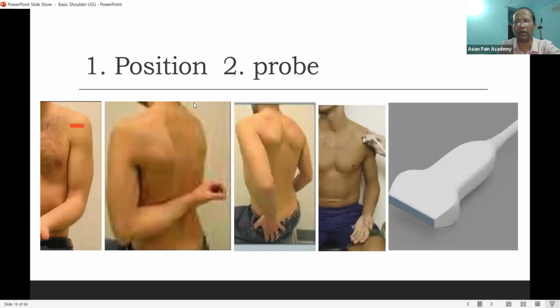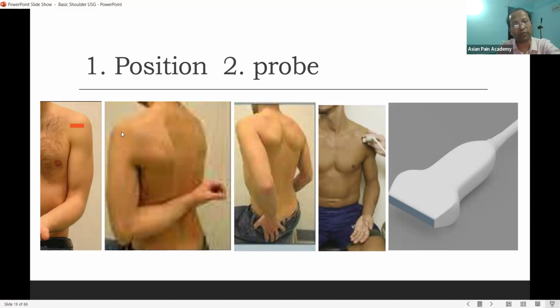Now, demonstration on volunteers. We will start the demonstration, but before that, just see two important things. One is the position of the patient or the volunteer, and one is probe selection. So what is the importance of position? As I told you, we can do different positioning of our hand so that the head of the humerus moves. And why do we want that?